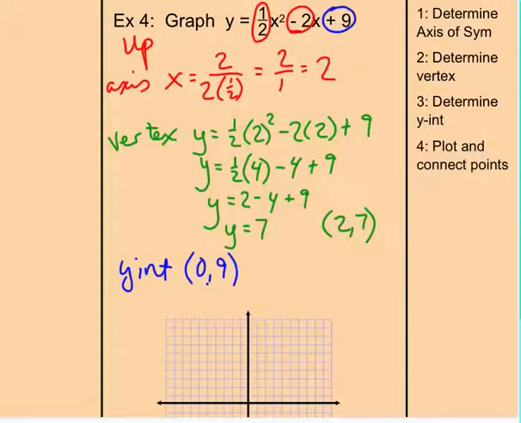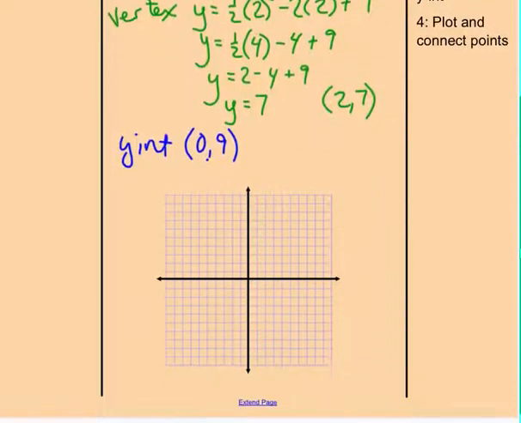Plotting all of our points, thinking about the fact that our graph should open up because we looked at our equation. 2, 7 is our vertex. 0, 9 is our y-intercept. Plotting our axis of symmetry and flipping our y-intercept across it. We do have a parabola that barely fits on our graph, but does open up, just like we thought it should.